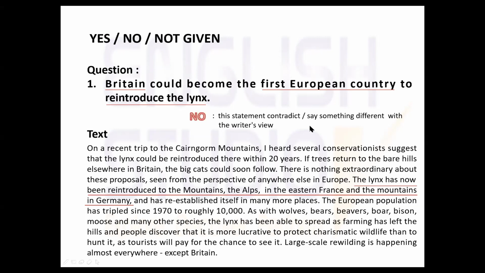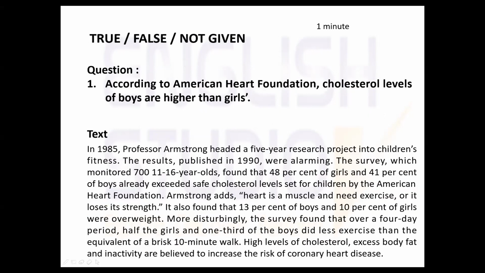The statement contradicts or says something different from the writer's view. Pay attention if the instruction says you have to write yes, no, not given. So you have to write yes, no, or not given, not true, false. Okay? Good job, everyone. Let's move to the next question.